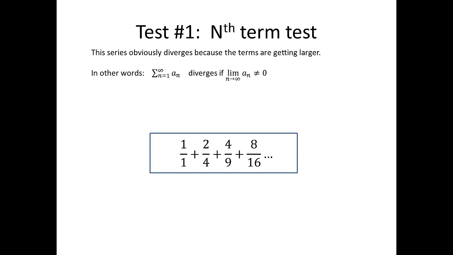In more mathematical language, you can say that the sum of the series diverges if the limit as n approaches infinity of the nth term does not equal 0. So in other words, if the terms are not approaching 0, your series has to diverge. And in this series, we know the terms are getting larger because the numerators are exponentials. It's 2 to the n. And the denominators are square numbers.